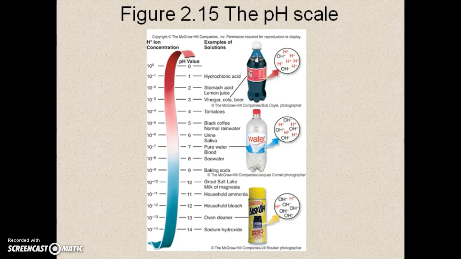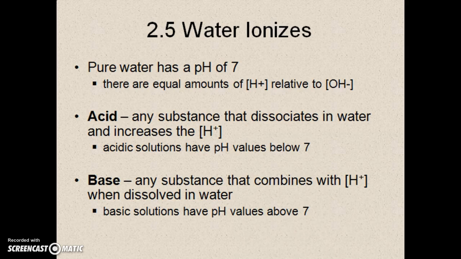Notice that blood is almost neutral. The more basic, or the fewer hydrogen ions, the more hydroxide ions that a substance has, the more basic it will be and the larger the number. And here's a great breakdown of acids and bases and what their numeric values are on the pH scale.